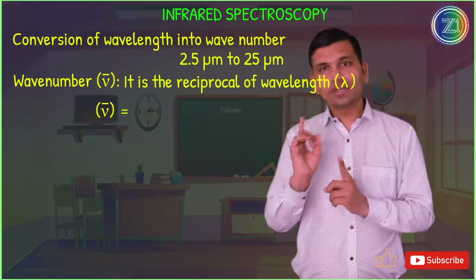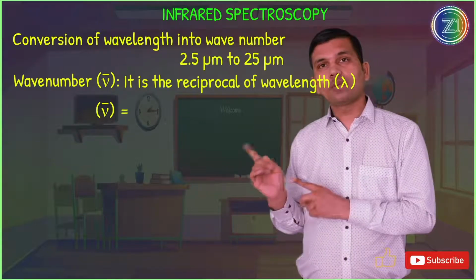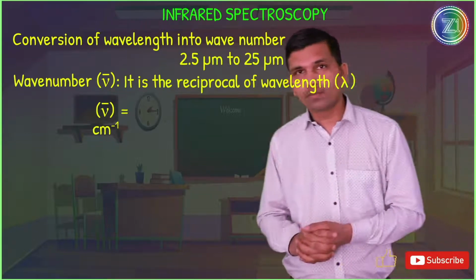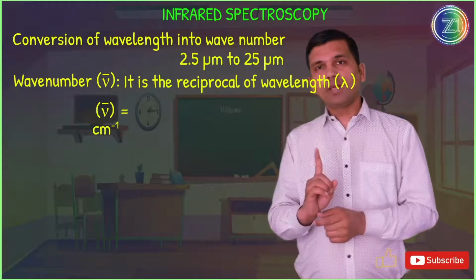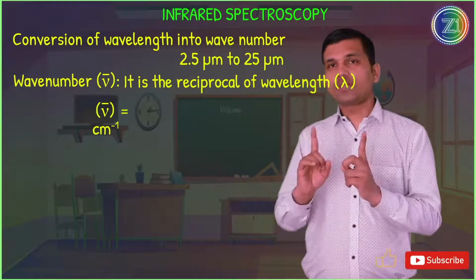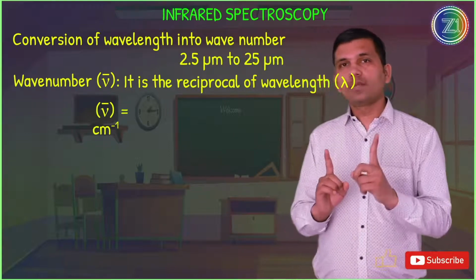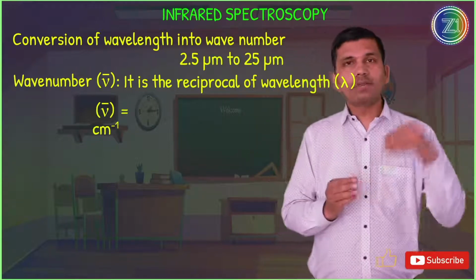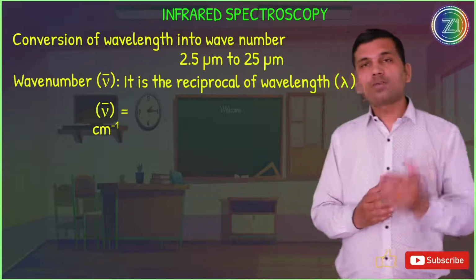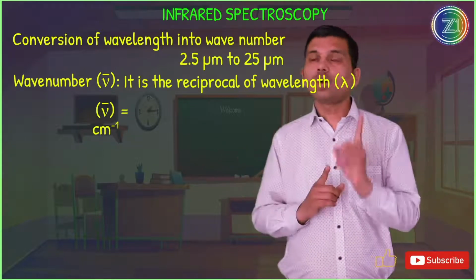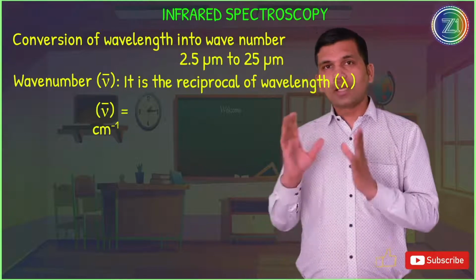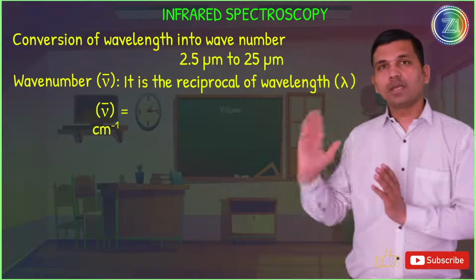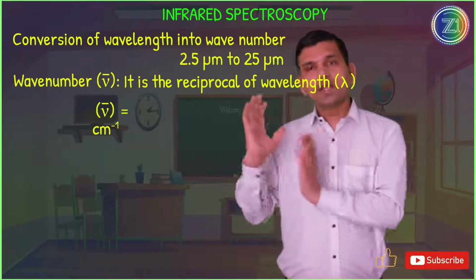And specifically, please remember that nu dash is represented in terms of centimeter inverse. I am going to represent this nu dash in terms of centimeter inverse. I am going to use wave number in the whole series, specifically in this IR series. I will tell you the absorption in terms of wave number, not in terms of wavelength. The reason I am going to explain later. Just understand how I am going to convert this wavelength into wave number.